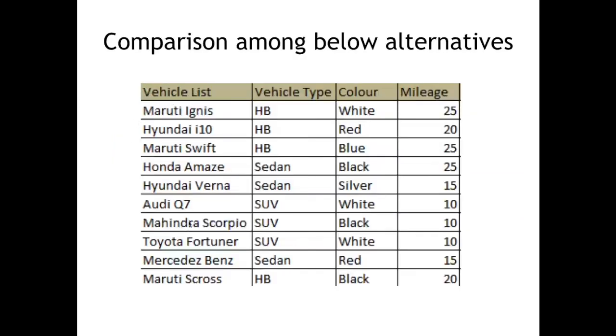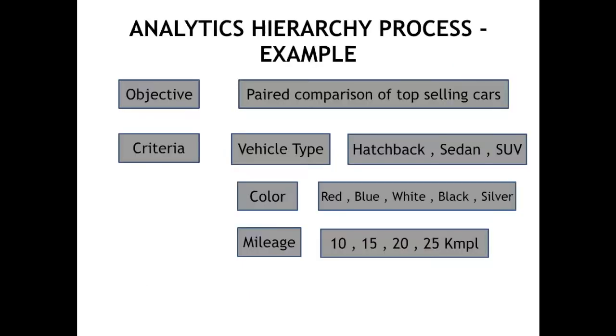We have a list of vehicles. The name of the vehicle is in this column. Then there is vehicle type, and then there is color and its mileage. If we just go back, we will see that the vehicle type can be of three types. Then the color can be all of these, and the mileage values are these. So these are the unique values of all of these vehicles.